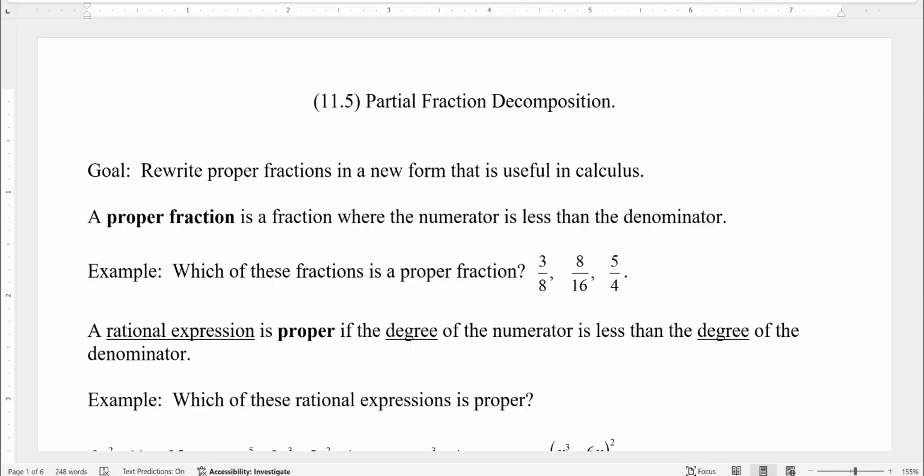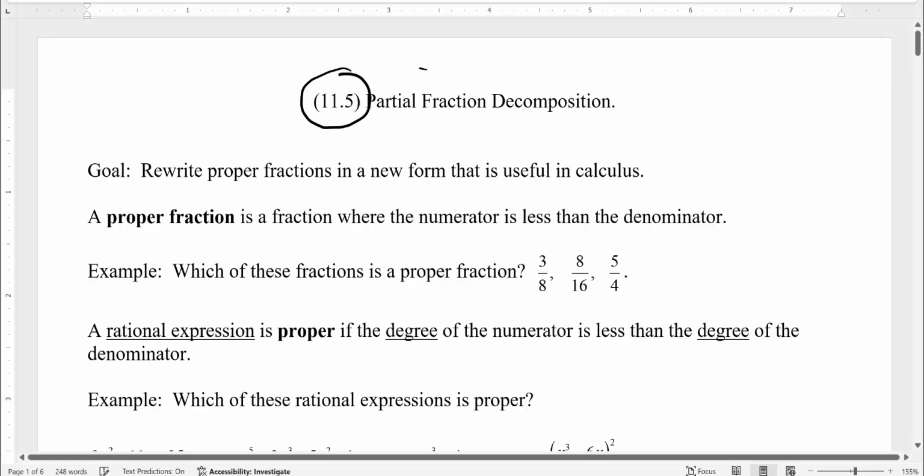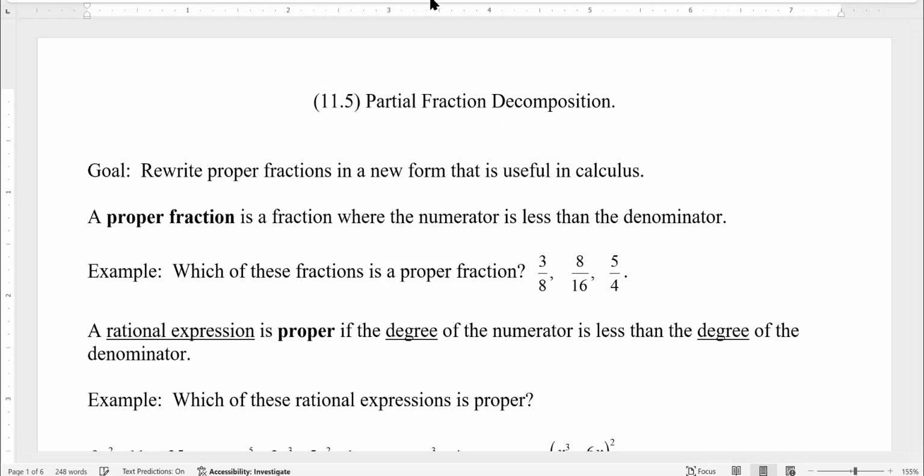Welcome everyone. We are doing section 11.5, which is about what's called partial fraction decomposition. So we need to do a few preliminary things first, and then we'll look at some examples. First of all, our goal. Our goal is to take proper fractions and rewrite them in a new form, and this is a useful thing to be able to do for calculus.